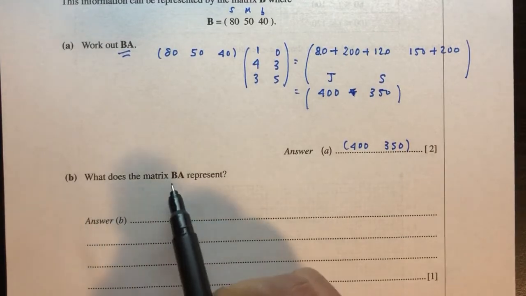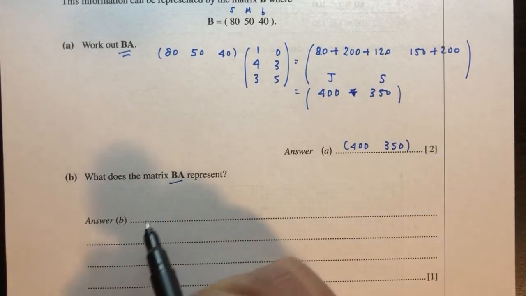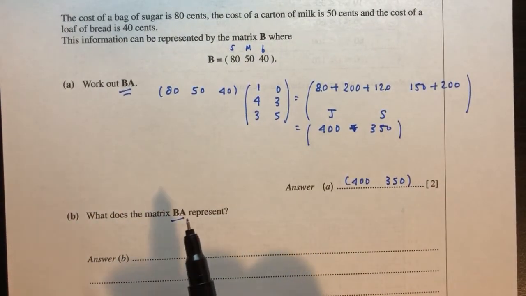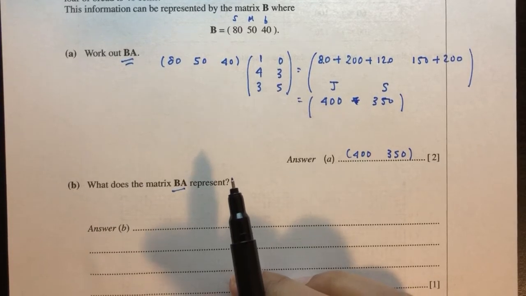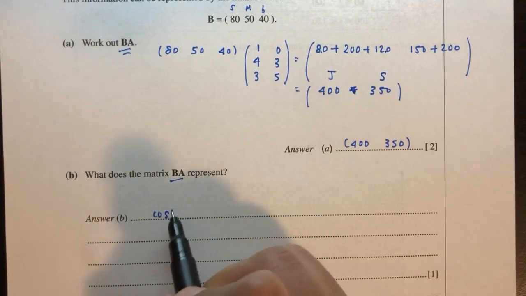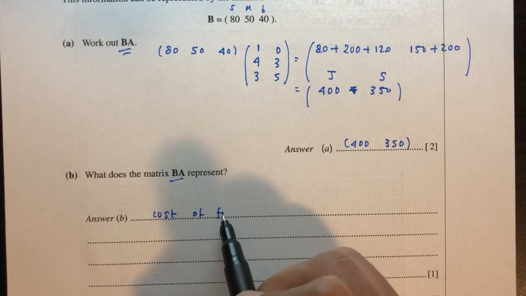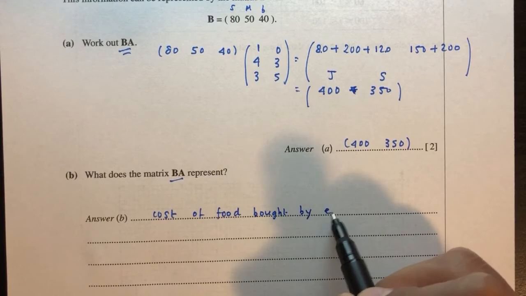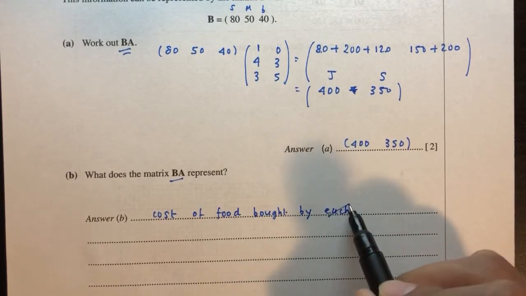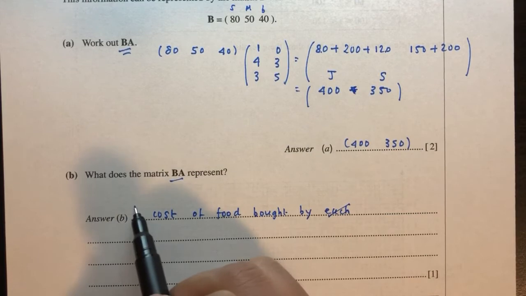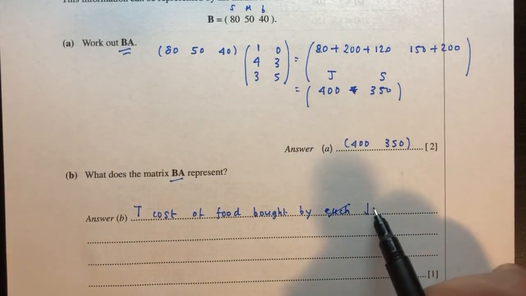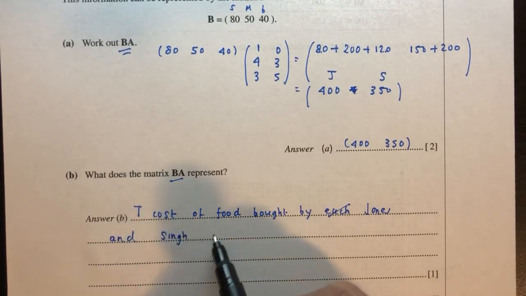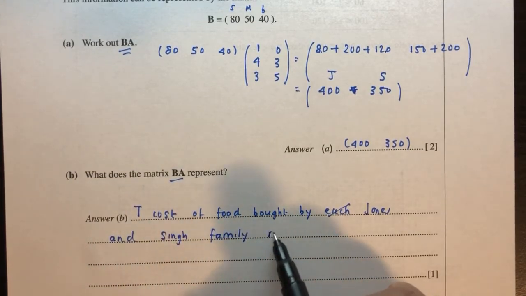So now what does the matrix BA represent? It represents the ordered basic food shops. So the money, the costs of food bought by each family, or you can say this represents the total cost of food bought by Jones and Singh family respectively.